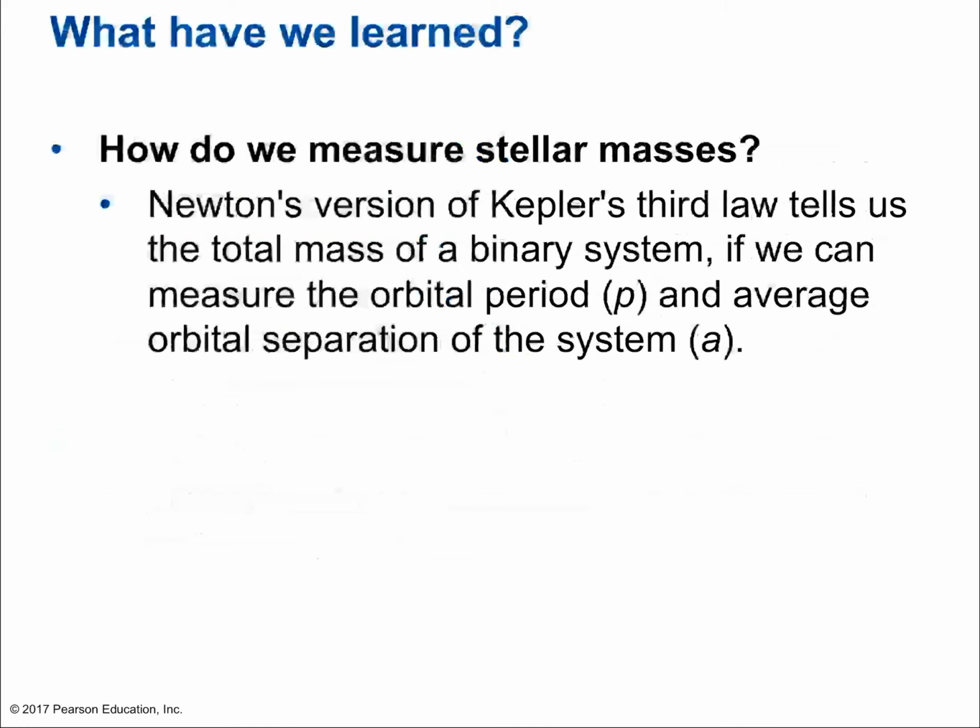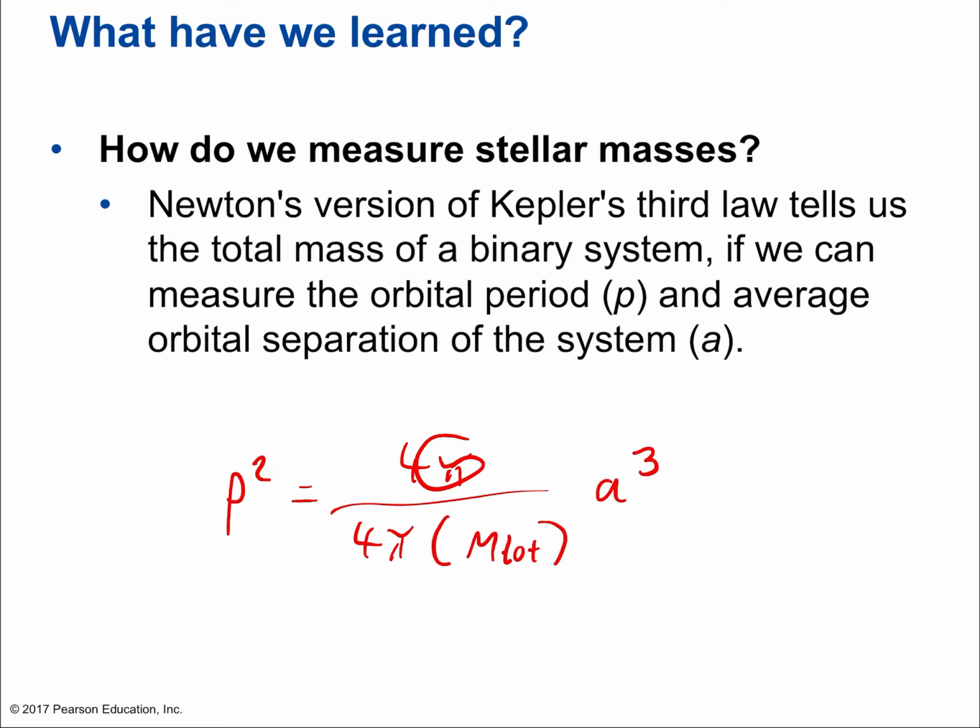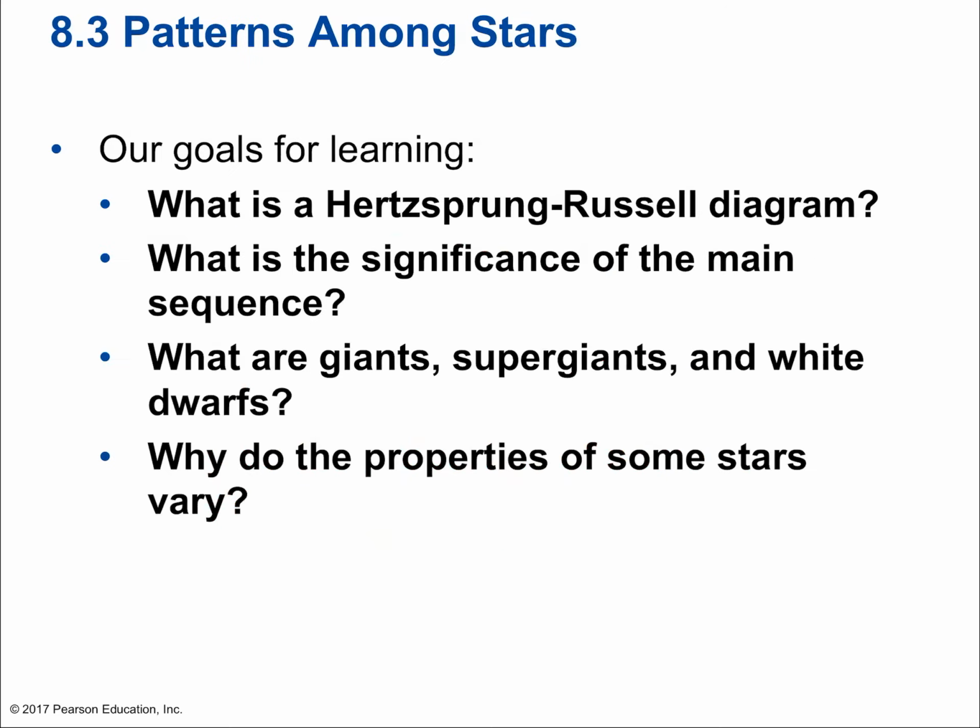And then finally, Newton's version of Kepler's third law. And what was that? Newton's version of Kepler's third law was this one: P squared equals 4 pi squared over G times m total times a cubed. Okay, that was Newton's version of Kepler's third law, a few slides back, like 5 slides back. It tells us the total mass of a binary system if we can measure the orbital period and the average separation. Okay, and then the spectroscopic can help with one of those two, the velocity, the Doppler shift measured velocity. All right.